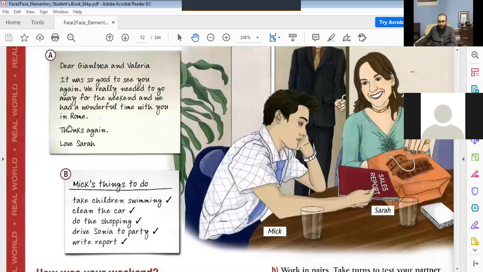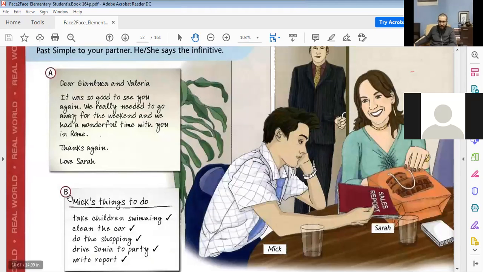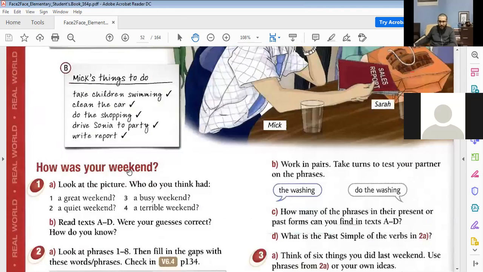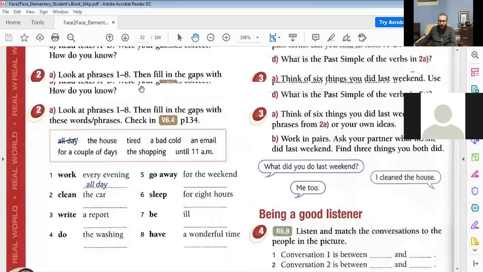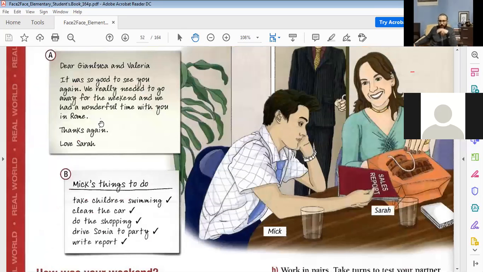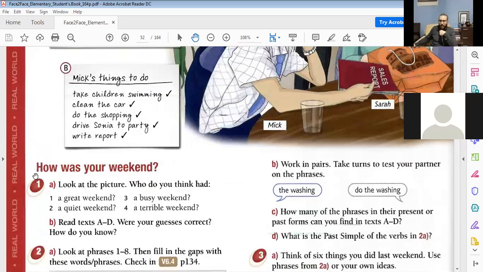Now, before we start, we have a few texts. So we have A, B, and I think we have also on the other page C, D. Can you see that? C, yes. D, and here we have A, B. Let me explain what this exercise wants. Here in this exercise, it says, how was your weekend?